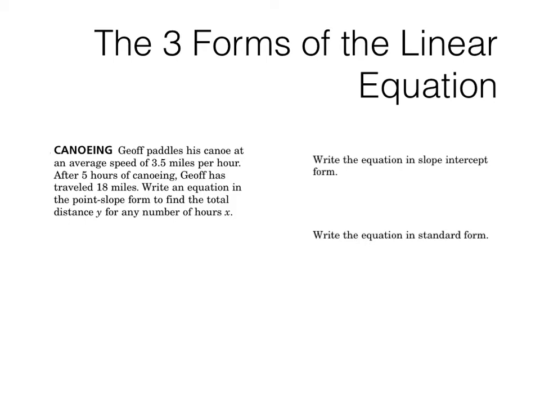Jeff paddles his canoe at an average speed of 3.5 miles per hour. After 5 hours of canoeing, Jeff has traveled 18 miles. Write an equation in point-slope form for the first one to find the total distance y for any number of hours x. So we're starting with point-slope form.